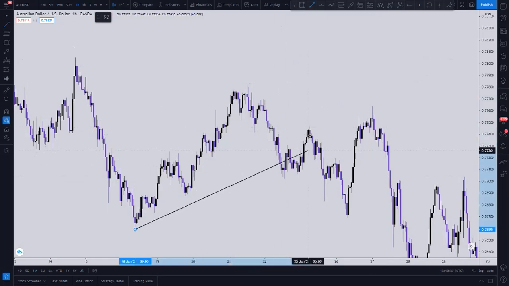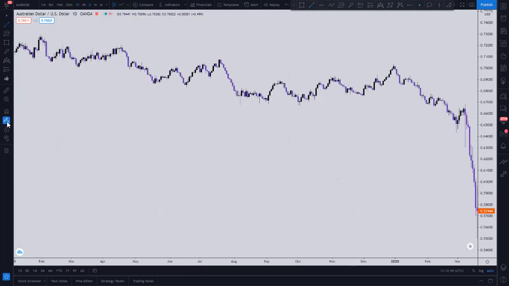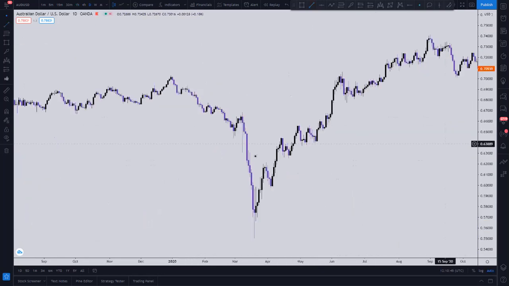But I'm going to look for perfect levels with you guys. So let's just look at them on our daily chart and see if they can actually correspond or something, right? So from a daily chart, let's go back.